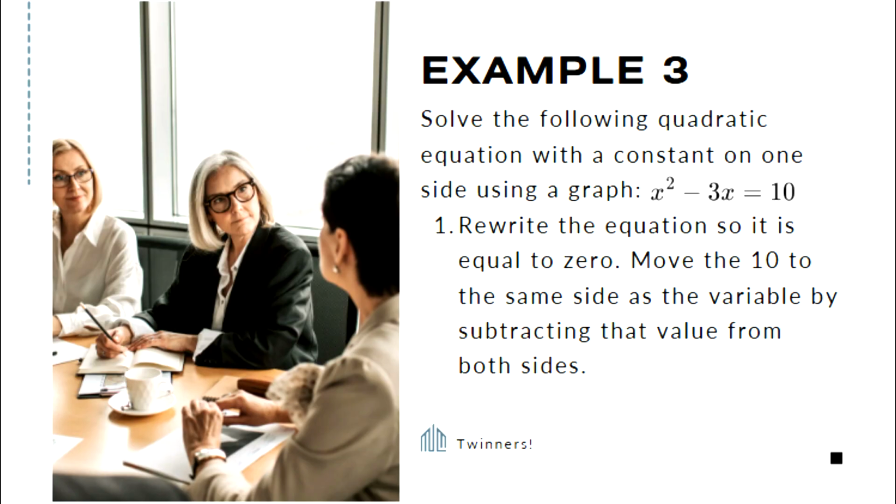Example 3. Solve the following quadratic equation with a constant on one side using a graph. x squared minus 3x equals 10. So first rewrite the equation so it is equal to 0. Move the 10 to the same side as the variable by subtracting that value from both sides. So you would just subtract 10 here. So it would be x squared minus 3x minus 10 equals 0. That's our new formula. You can then either make a graph or go to GeoGebra.com and enter y equals x squared minus 3x minus 10 and let it do the work for you.